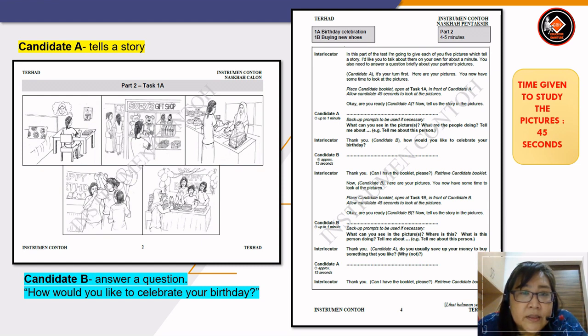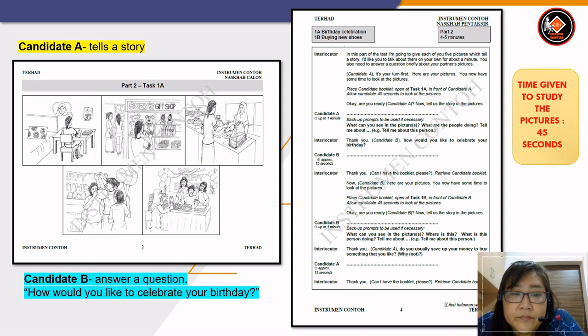So this is task 1A. In this part of the test, the interlocutor will ask you to look at the pictures, and then you have to answer the questions. For example, tell us the story in the pictures. There could be some prompts like, what can you see in the pictures? What are the people doing? Or tell me about the pictures.